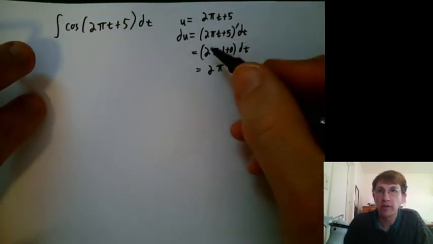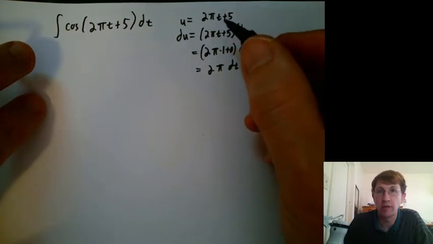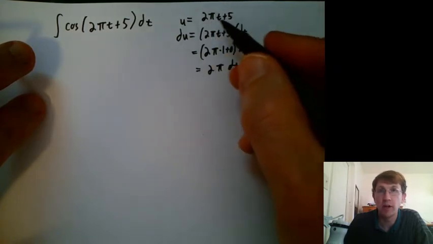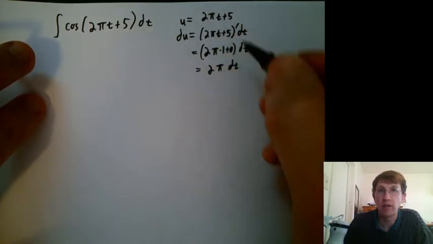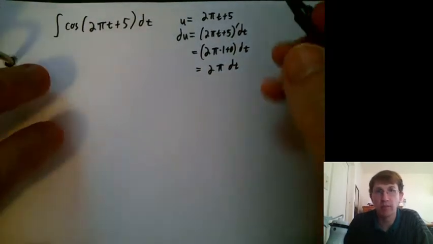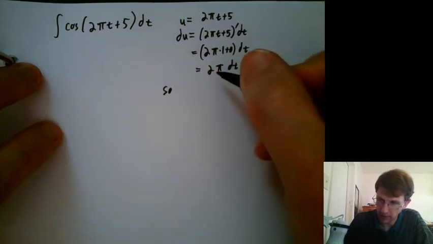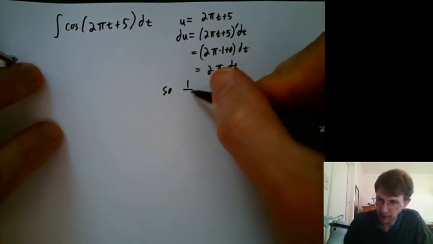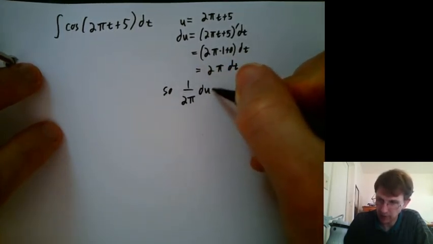You don't have to show this step or even that step if you don't want to. If you can just take the derivative of 2 pi t plus 5 in your head, you can just go du equals 2 pi dt. That's fine. And then we want to get dt all by itself, so we divide both sides by 2 pi.